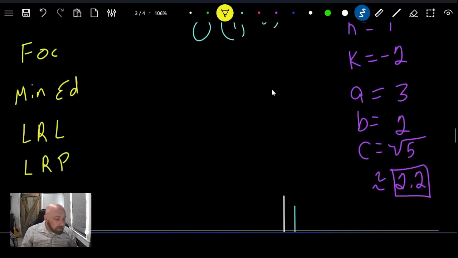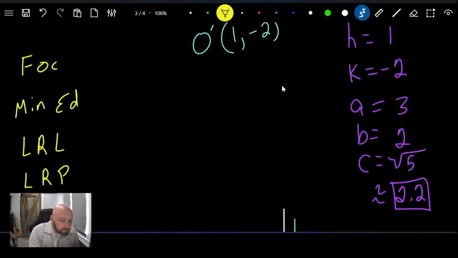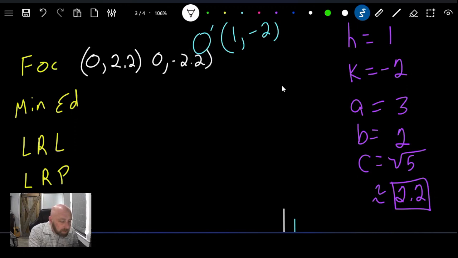So we're going to come back down here, and our focus is going to be 0, comma C, which is 2.2. And again, that's just going to be a little bit easier, and then we're going to have 0, negative 2.2. That's going to be just a little bit easier than dealing with the square root of 5. You might say, I don't even know what the square root of 5 is. Okay, exactly, that's the point. It's not really even a number that you can use when you're graphing, so always do the approximate on the square roots. It's just going to help you.